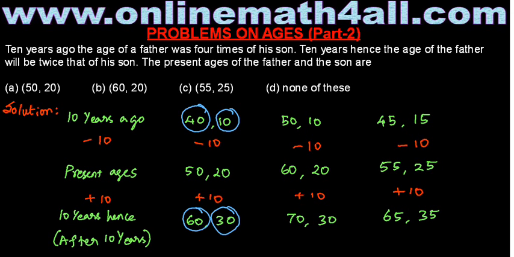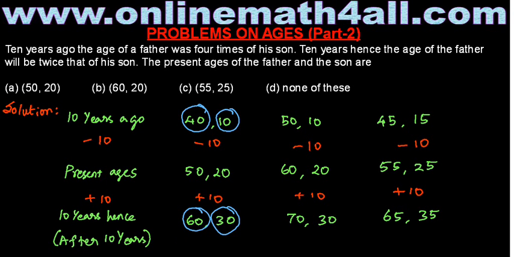And after 10 years, the given information is the age of the father will be twice that of his son. In option A, we get 30 for age of son after 10 years. So twice of this age is equal to 60. So that is what we have in option A here. So both the informations are satisfied by option A. So I hope option A is correct answer. Anyhow, we can check option B and C also.